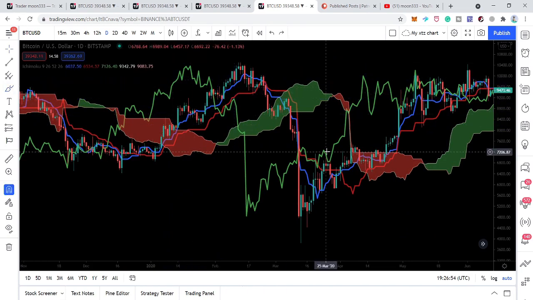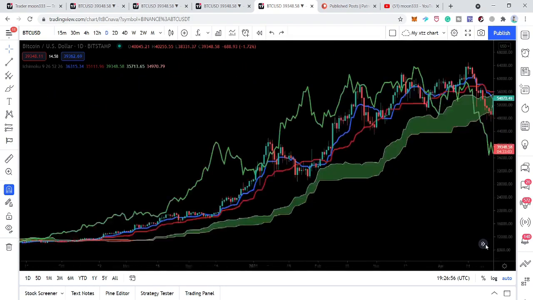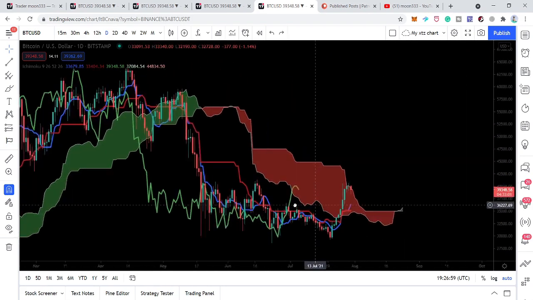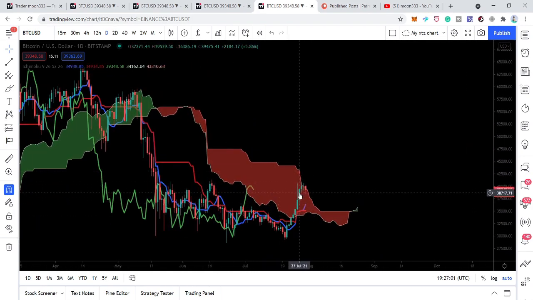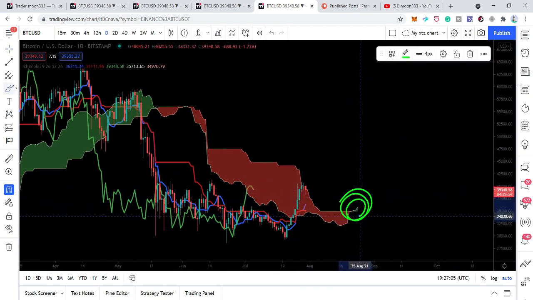So this is just the beginning of this game, and you can see that the price line is trying to break out this resistance, and the Ichimoku cloud for the future is giving the prediction as a bullish cloud.